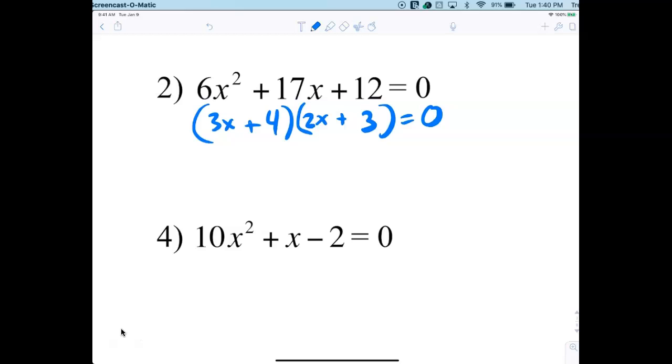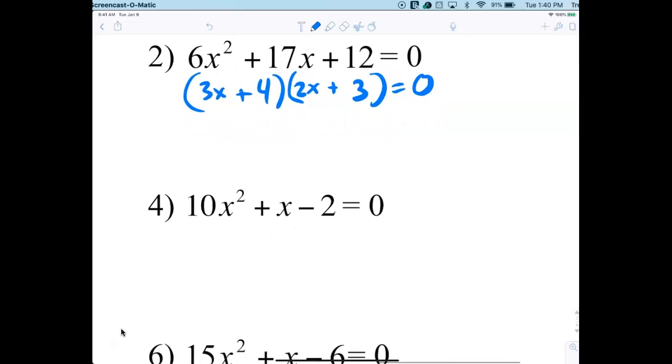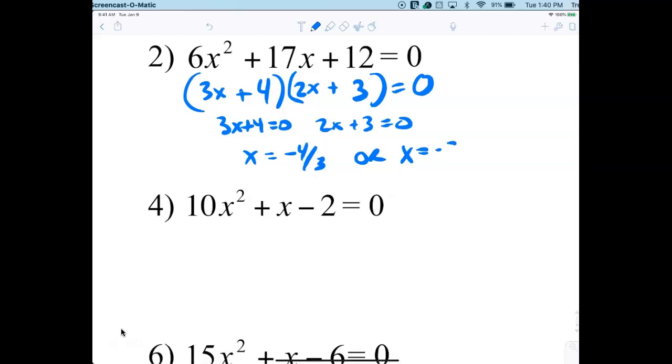Because we factored, now all we have to do is set the factors equal to 0. If you know how to factor, this should be easy. So 3x plus 4 equals 0, 2x plus 3 equals 0. X equals negative 4/3, or x equals negative 3 over 2. Once you get the factoring done, it's just look at it and tell me the answer.